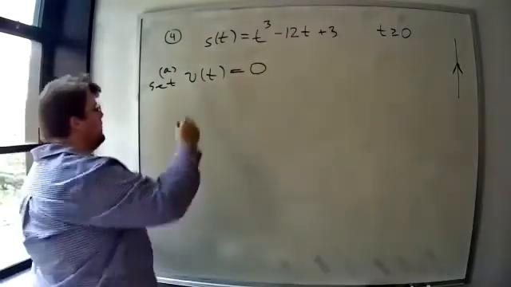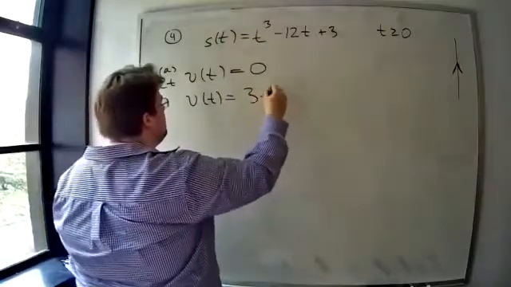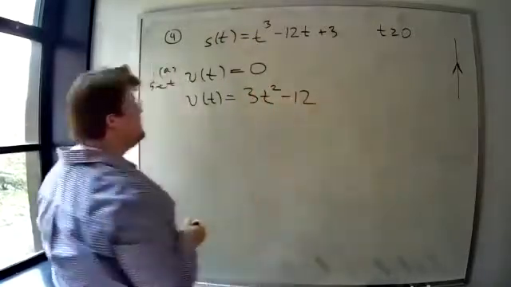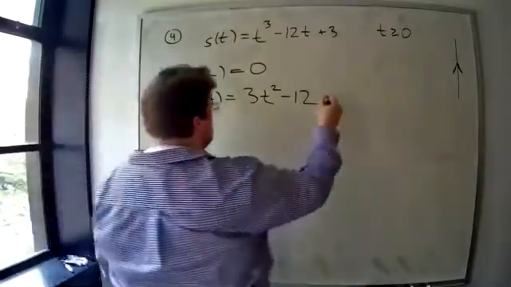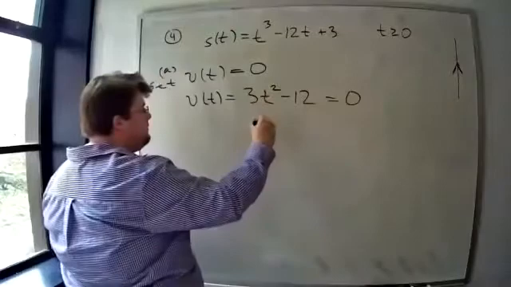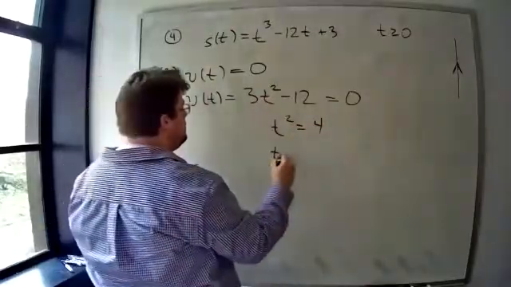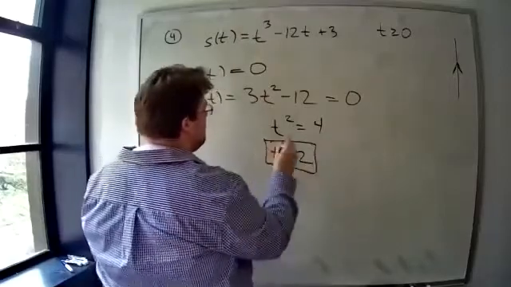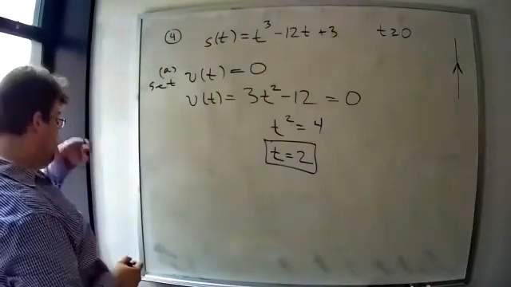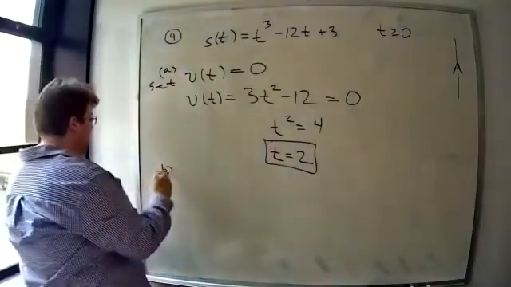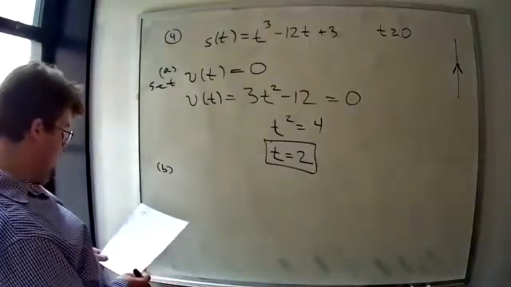Well, what's the velocity? We don't have a velocity function yet. Well, we take the derivative up here: 3t squared minus 12. We want to set this equal to 0. Add 12, divide by 3. t squared equals 4. Take the square root. With that domain restriction, we take only t equals 2. Any questions about part A?